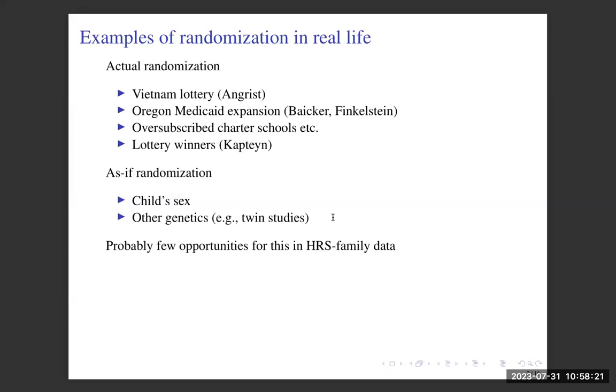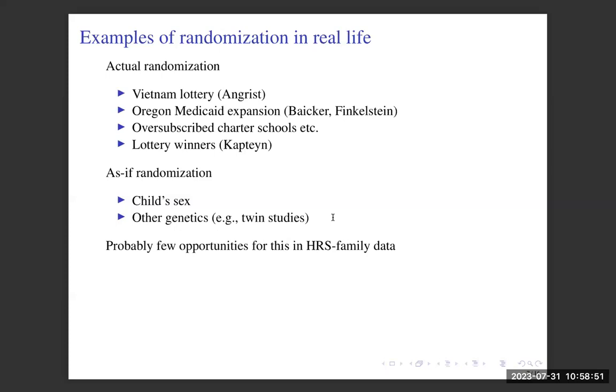Charter schools are often used; they're often oversubscribed, and so the students are randomized into whether they can enroll or not. My colleague Ari Kapteyn has actually looked at actual lottery winners, so people who participated in the lottery, and their neighbors who also participated, where one won the lottery and the others didn't, and compared those.